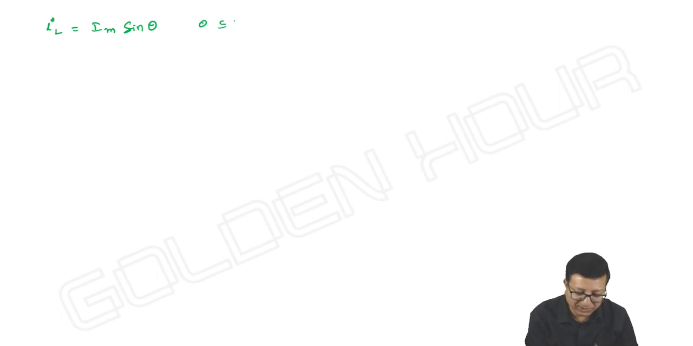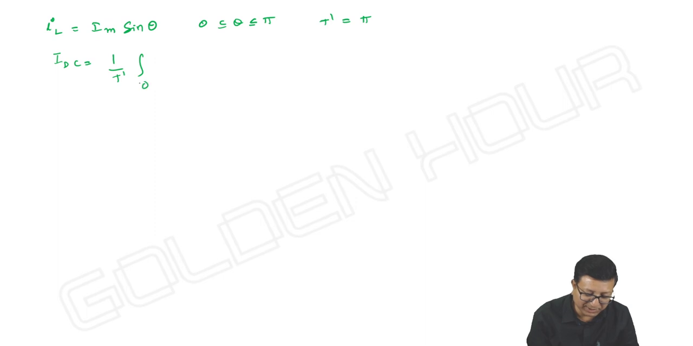So how do we write it? IL is equal to Im sin theta. I am defining it over one period for the interval 0 to pi. That's it. So what about IDC? It is over T dash. I'm writing T dash is equal to pi. Anyway, IDC is 1 by T dash times the area under the function over one period, dt.